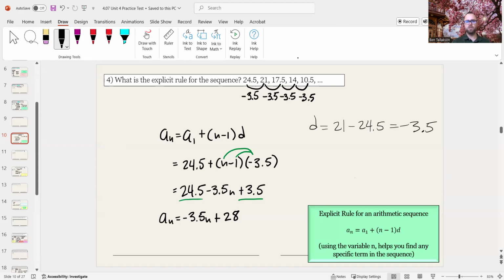Very important. Always remember, if the numbers are going down as you go from left to right, the difference will be negative. Okay, there's D and a sub 1, the first value there, not hard to find. Once again, distribute, combine, and done.